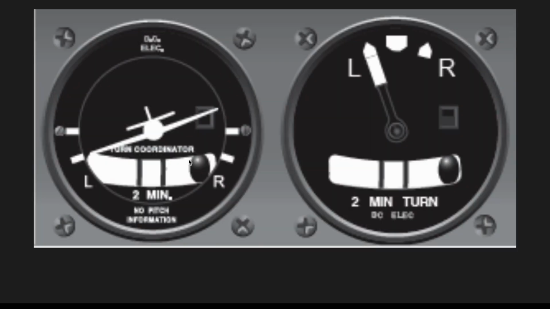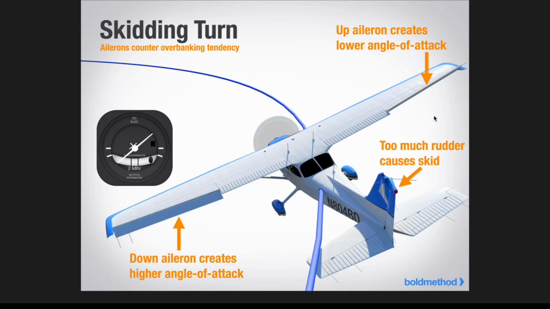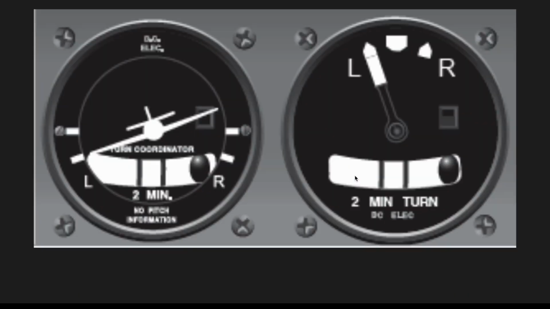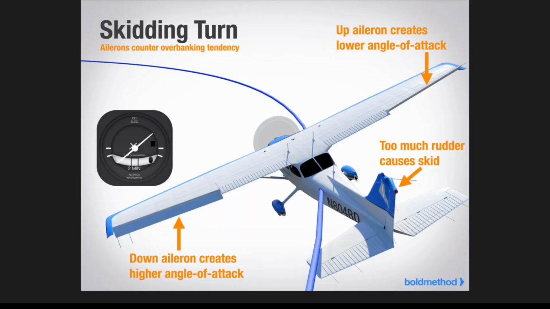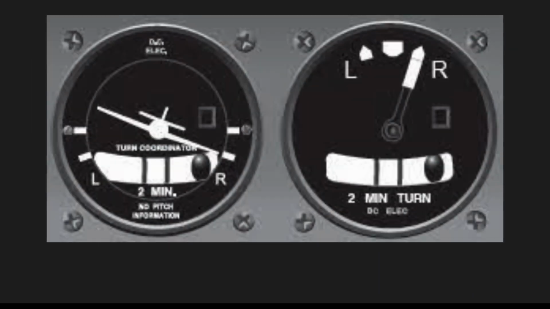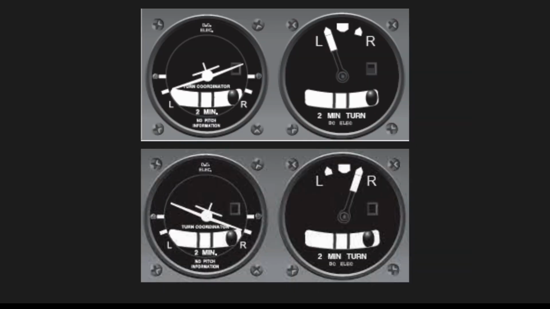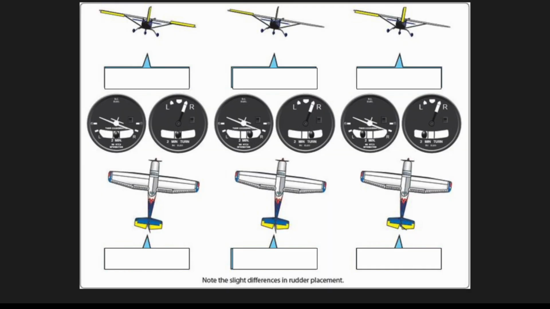As opposed to skidding, right? This is when it goes to the outside of the turn. Then we get the tail skidding to the outside of the turn. So skidding, slipping. Skidding, slipping, okay? So we'll talk more about those in class.